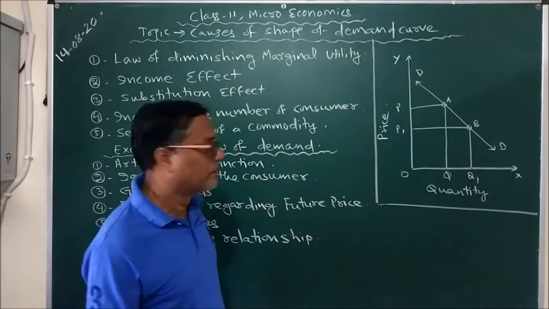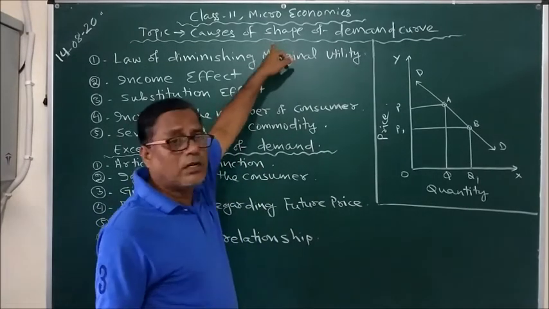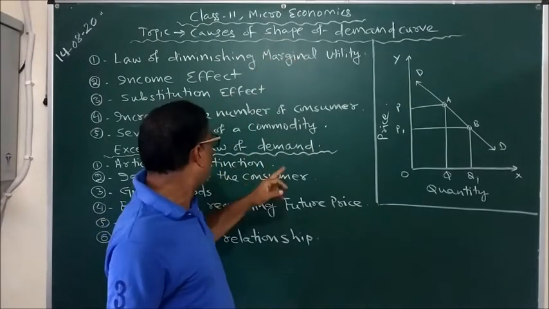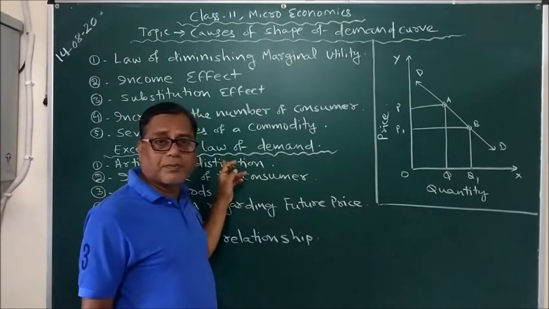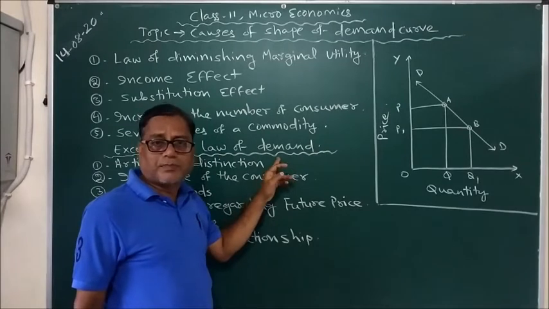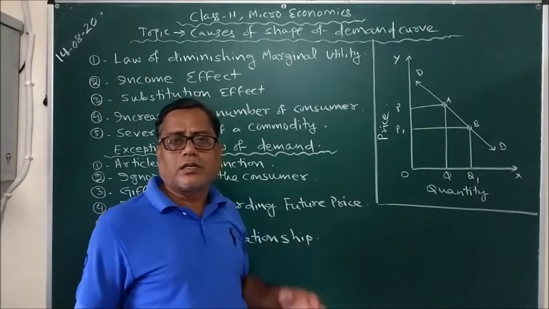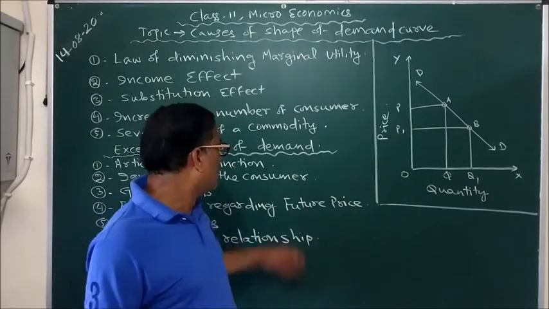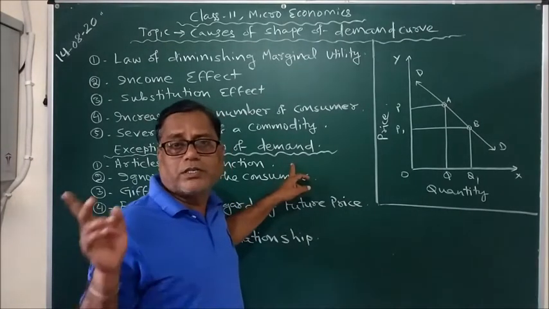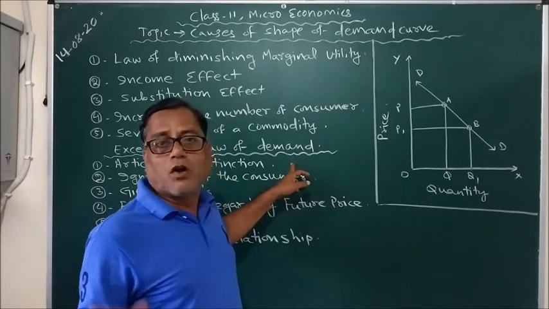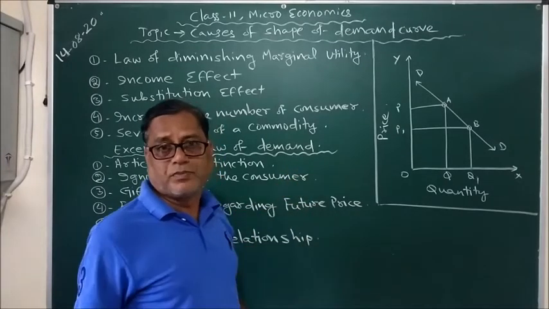Along with the reasons for the shape of the demand curve, we will also be discussing the exceptions to the law of demand. Exceptions to the law of demand means what are the situations and what are the conditions in which the law of demand doesn't hold good. That means the law of demand doesn't work.